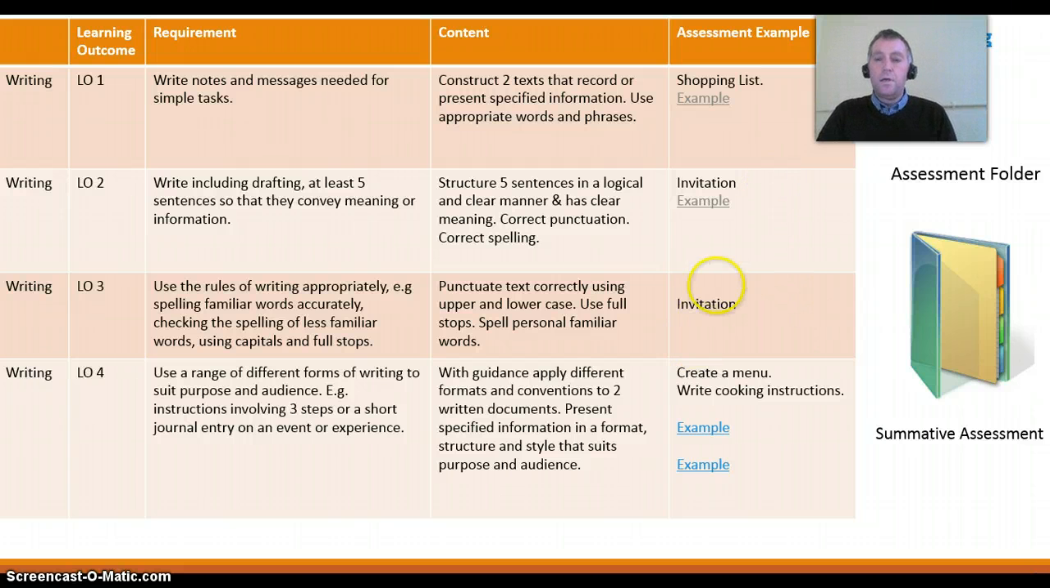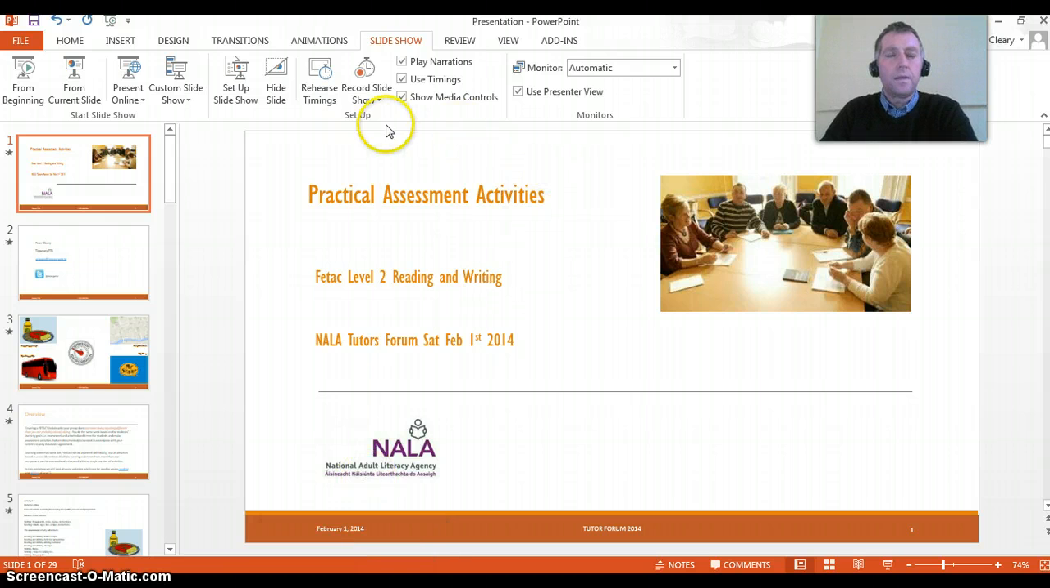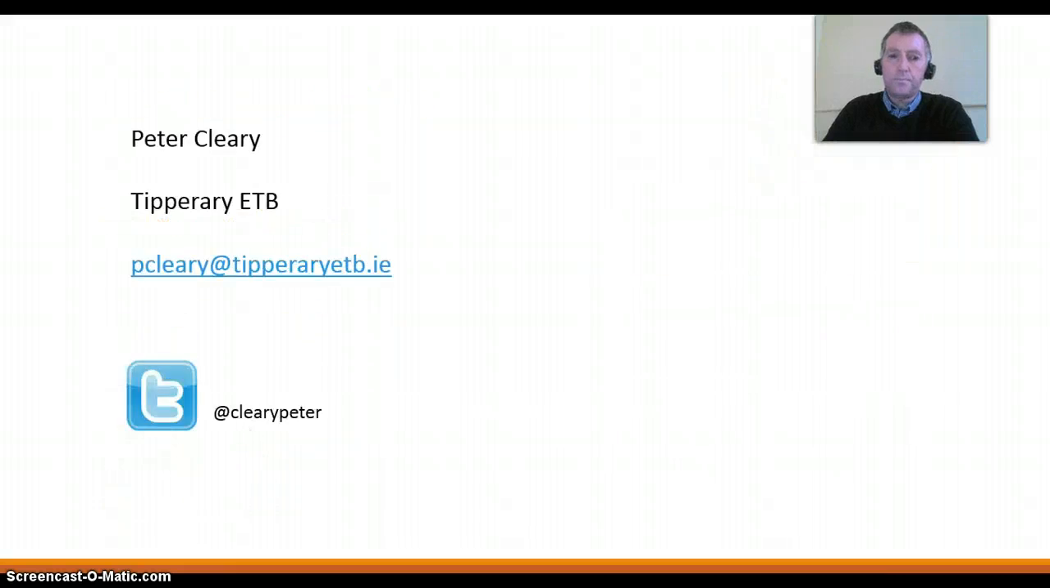We have further assessment examples here. Create a menu and write cooking instructions. For learning outcome 4, you'd write 3 steps, or you could also include a journal entry. So there are a number of assessment activities for level 2 writing. So I'll continue now with reading.